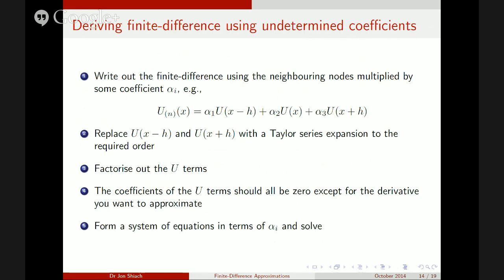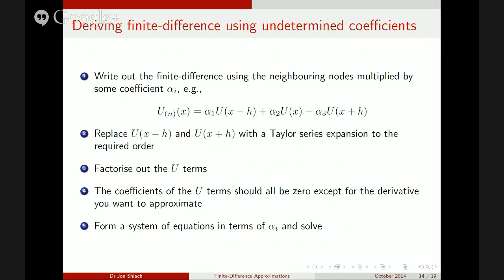Well, that's all very well and good, but not very general. The better method for deriving them is what's called undetermined coefficients. This will work for any order. Any order you want, this will work. And this also allows us to do some nifty things with skewed differences. We don't always have to have them being symmetric. We can have them one-sided.